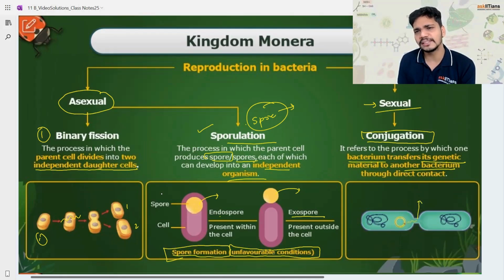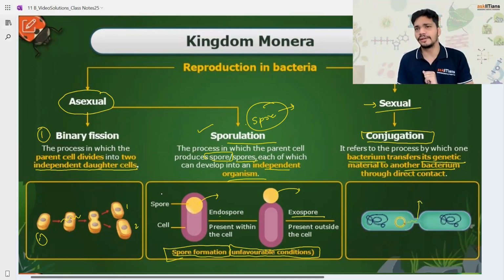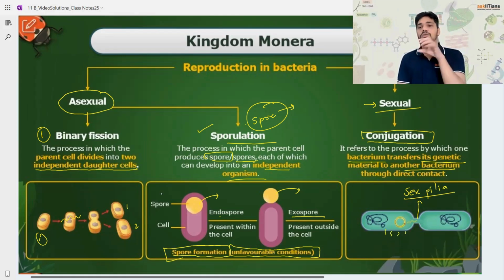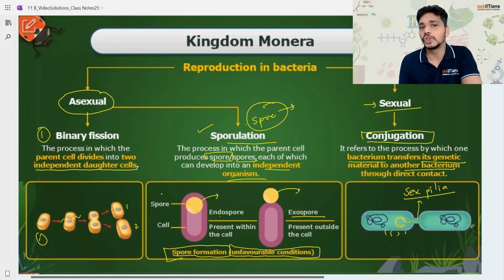And how they can transfer the genetic information is not written here. So they are called sex pili. Okay, they are called sex pili. These are the things, right? Yeah. So via that they transfer the genetic material. That is called conjugation.